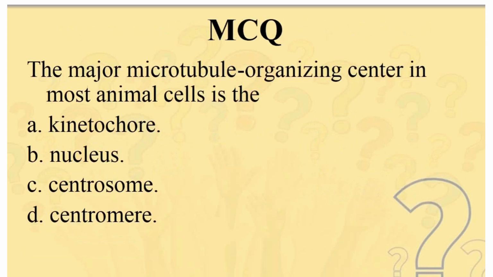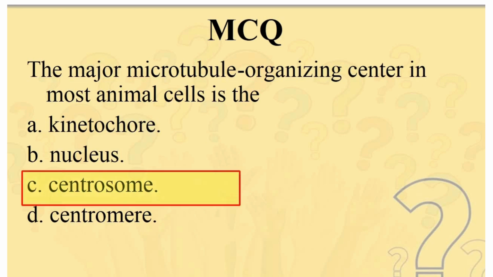The major microtubule organizing center in most animal cells is: kinetochore, nucleus, centrosome, centromere. The correct answer is centrosome.